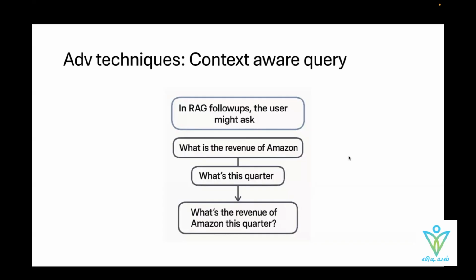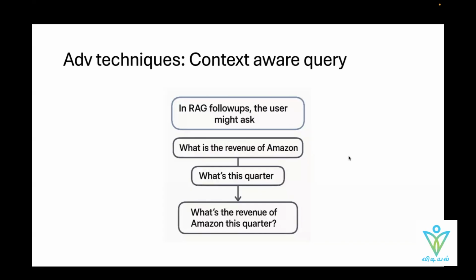But since you're doing RAG, imagine what will happen if this is a follow-up question. What's this quarter? Now this will be searched in the vector database. So what's this quarter might bring up this quarter's revenue of Amazon, but it's not necessarily the case. It might even bring up this quarter's revenue of Snapchat or whatever the company, depending on the number of documents uploaded, it can match any other document.